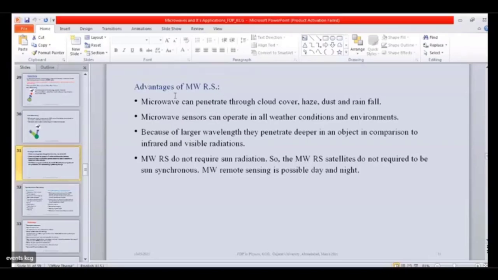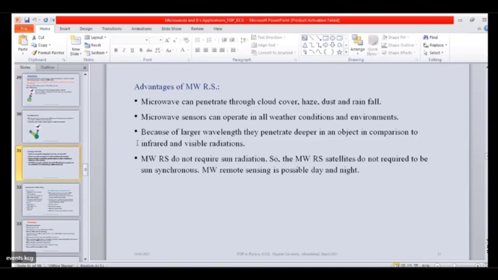And microwaves have certain advantages over the other radiations in remote sensing. Right? So, what are the advantages? Microwave can penetrate through cloud cover, haze, dust, and rainfall. Microwave sensors can operate in all weather conditions and environments. And because of the larger wavelength, they penetrate deeper in the object in comparison to the infrared and visible radiations.